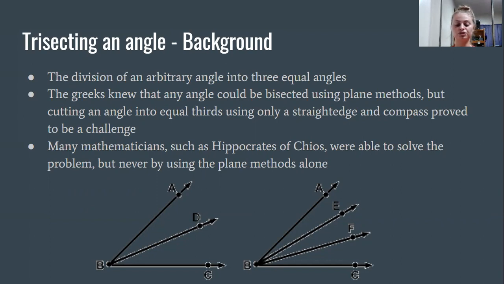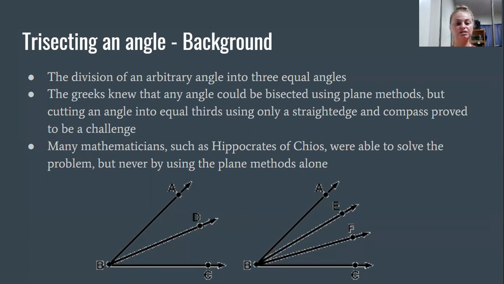But in order to construct a regular polygon with an arbitrary number of sides, it was required that an arbitrary angle be divided an arbitrary number of times. So for instance, to construct a regular polygon with 9 sides requires that a 60-degree angle be trisected. The Greeks knew that any angle could be bisected using only a straight edge and a compass, but cutting an angle into 3 equal thirds using only a straight edge and a compass proved to be a challenge.